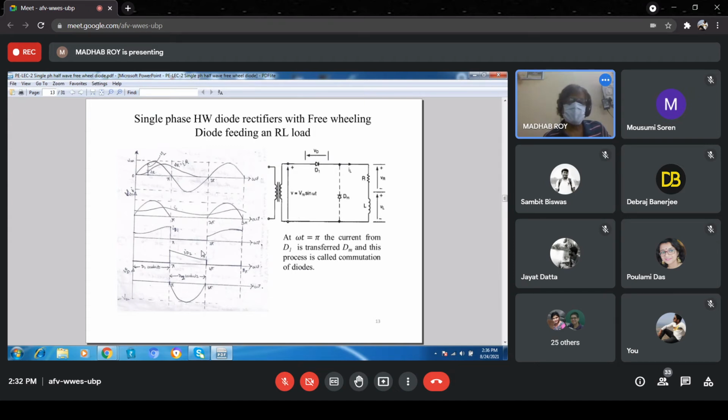And the voltages across the diodes are given here. This is the voltage across the diode D1, and this is the voltage across the freewheeling diode DM. So this can be achieved like this. This is the pattern of this freewheeling portion, and also we know what freewheeling is.